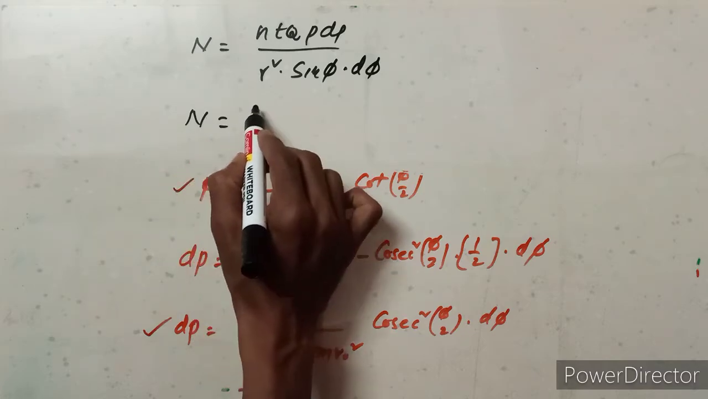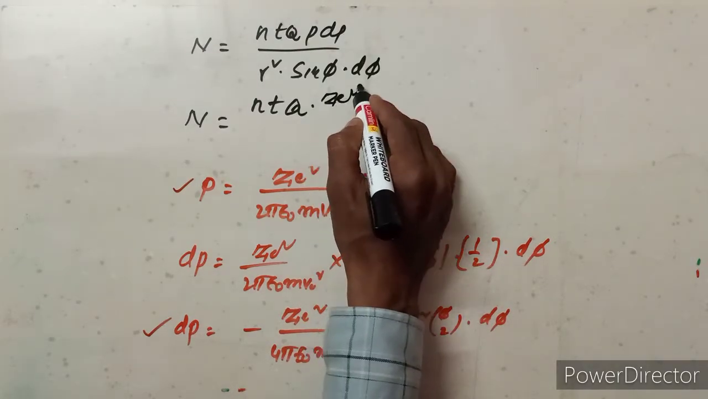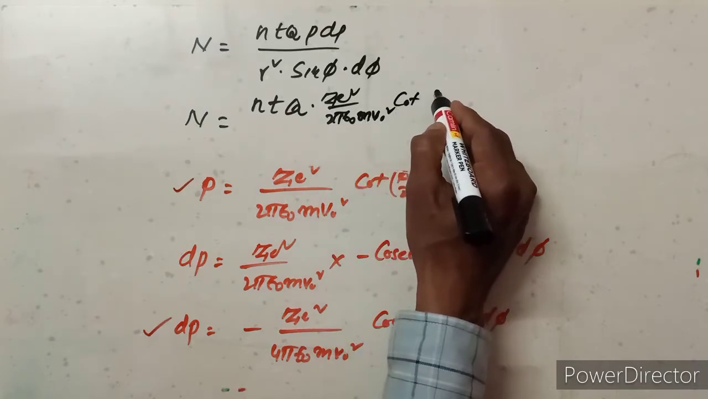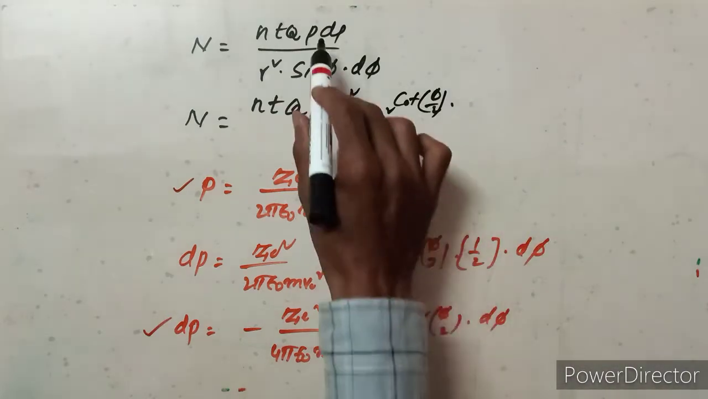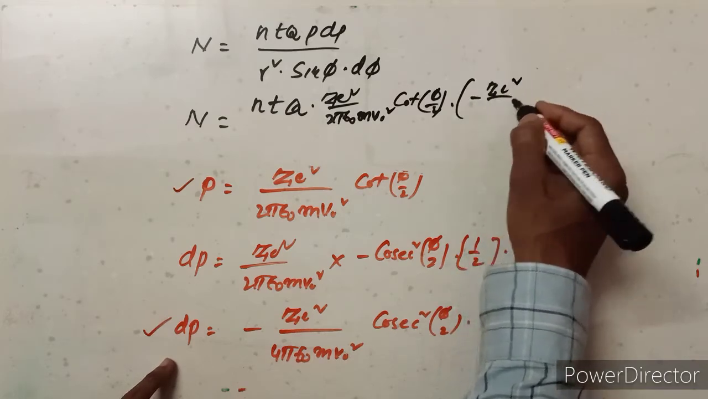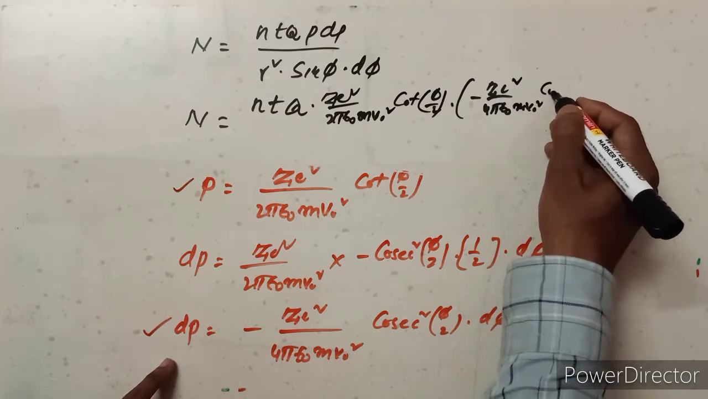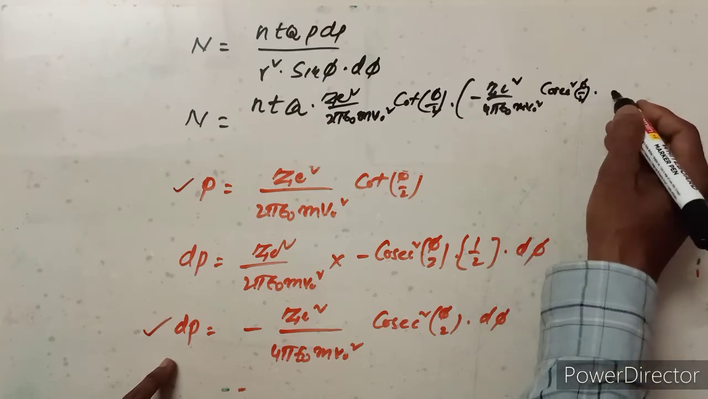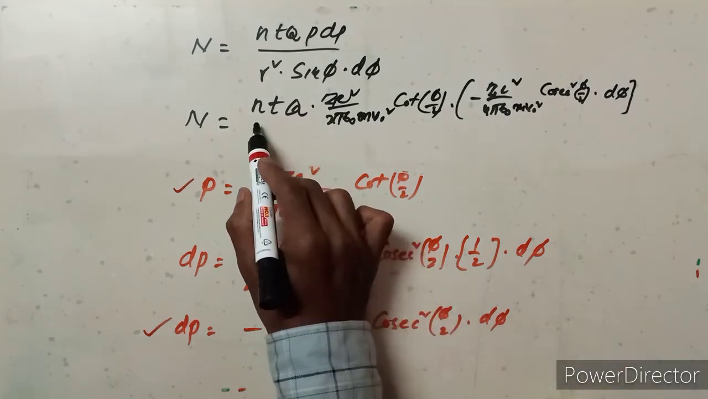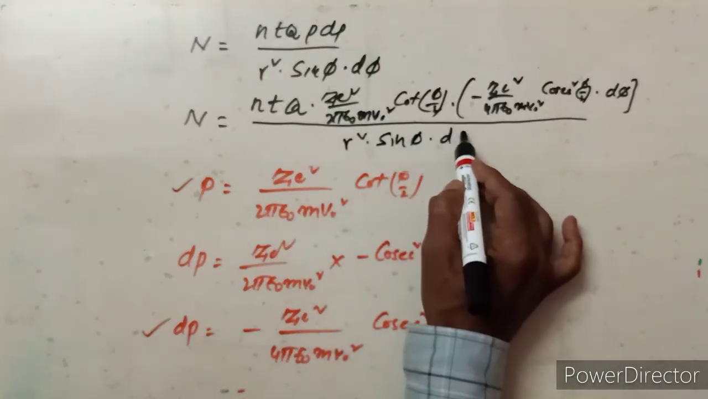So here N equals N·t·q, where p is Zq square upon 2 pi epsilon naught m v naught square cot of phi by 2, and dp is minus Zq square upon 4 pi epsilon naught m v naught square cosecant square phi by 2 d phi, all upon r square sin phi d phi.